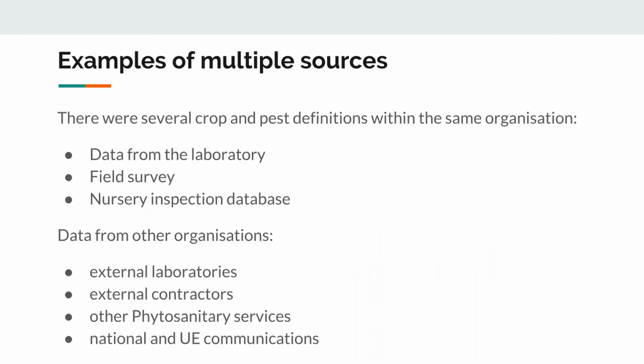And about the multiple sources, also within the same organization, within the same phytosanitary service of Tuscany region, there was data managed by the laboratory, data collected by the field survey, field surveys performed by external bodies like universities or agronomists, and then the database for nursery inspection. So sometimes, even within the same organization, there was different data and no code to put all the data together. And then there are, of course, a lot of problems in dealing with external organizations, like external laboratories, external contractors, other phytosanitary services, and also how to communicate the data at the national and EU level.